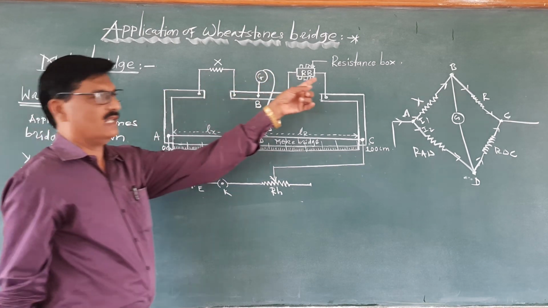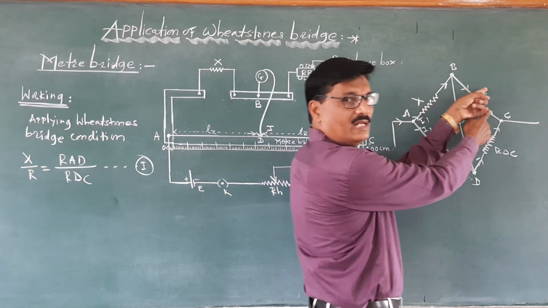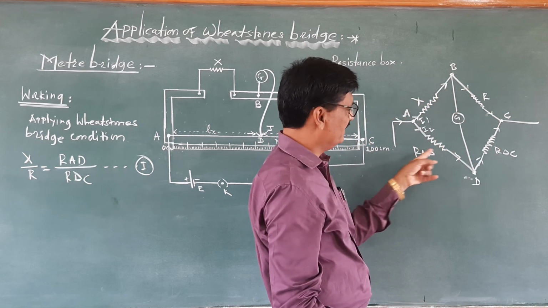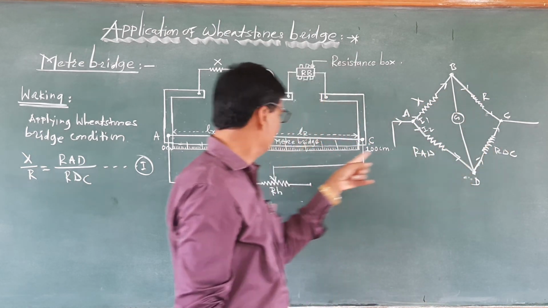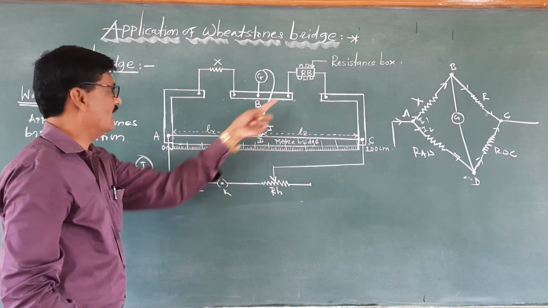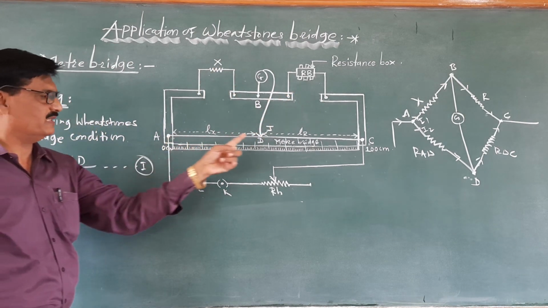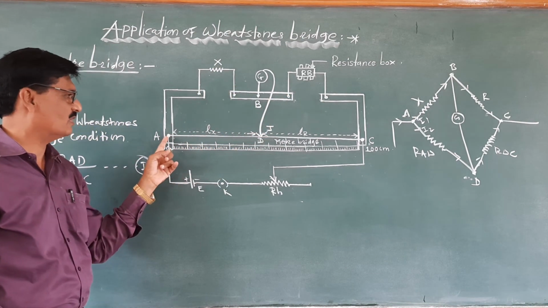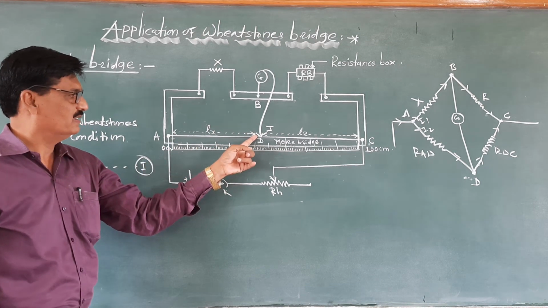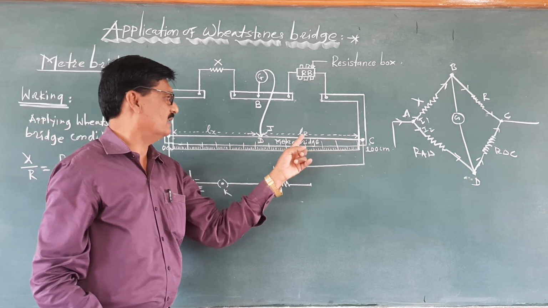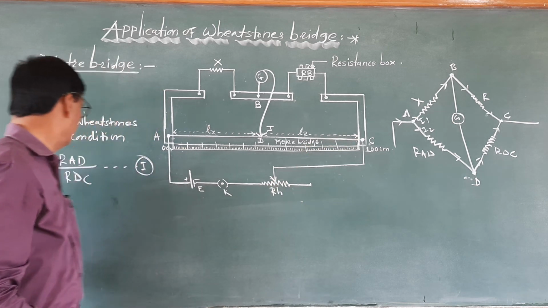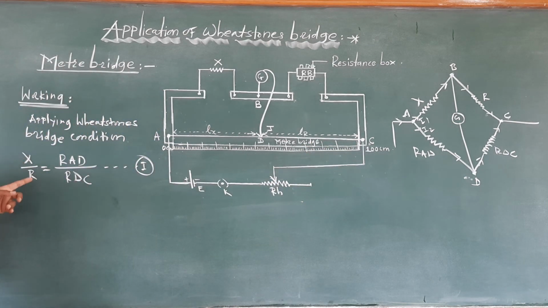X upon R is equal to R times AD divided by R times DC. Here R times AD is the resistance from point A to D, and R times DC is the resistance from point D to C. Therefore, I write X upon R equal to R times AD divided by R times DC.